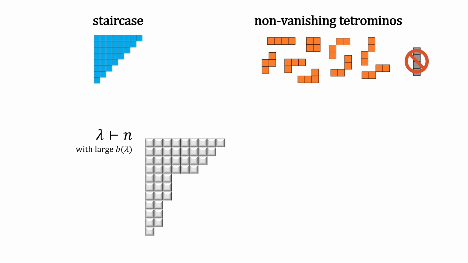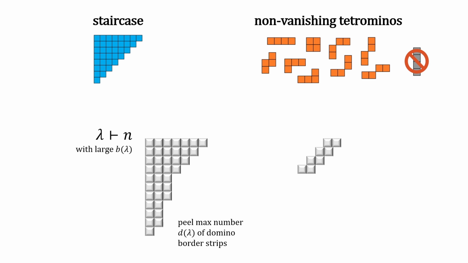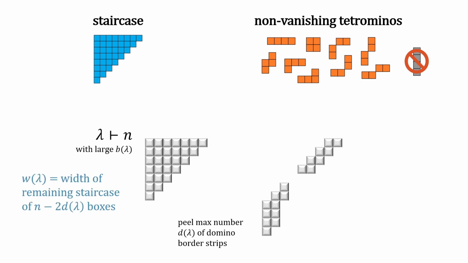We will need to formalize these resources a bit more. Given lambda, first peel the maximum number of dominoes from it, and let us write d of lambda for this maximum number. Here a domino is just a connected two-box strip, and peeling means the same peeling as in the Murnaghan-Nakayama rule. After we've peeled these strips, the remainder of lambda will be a staircase. This staircase will be uniquely determined, it could also be empty, and we write w of lambda for its width.